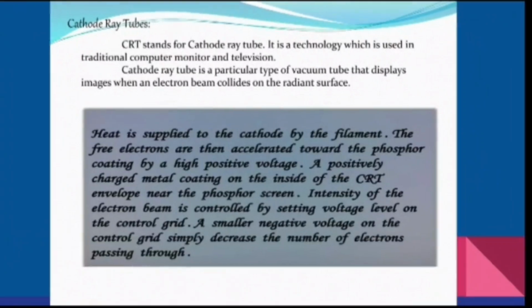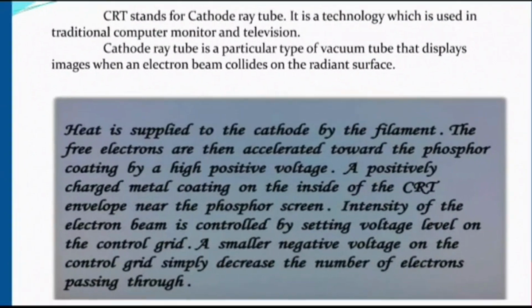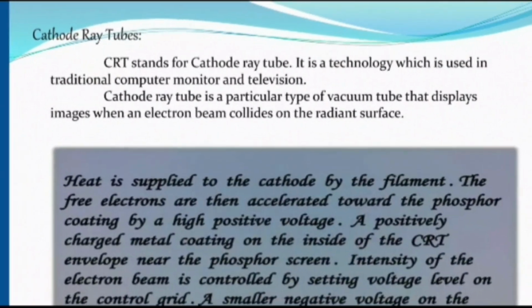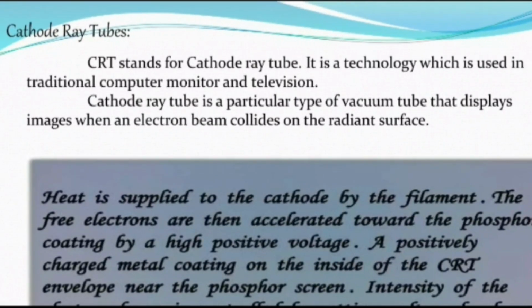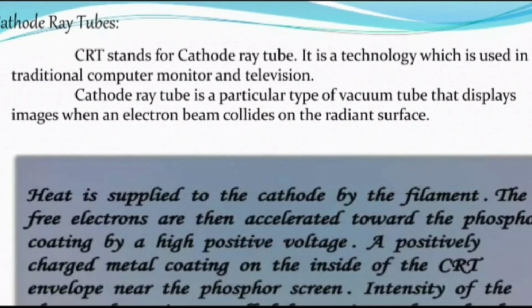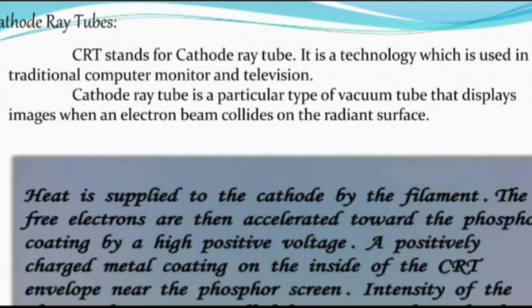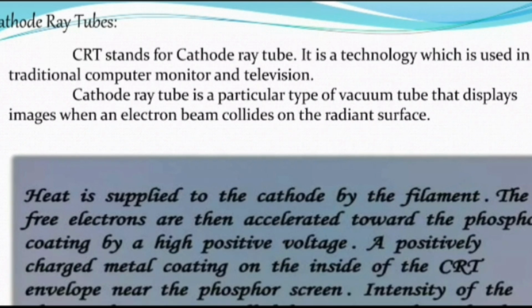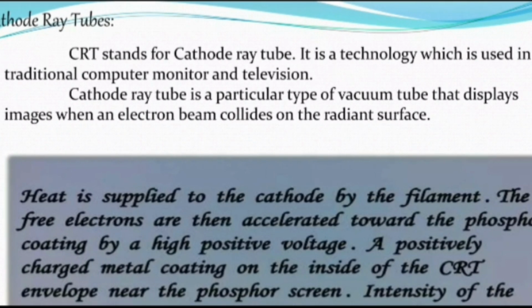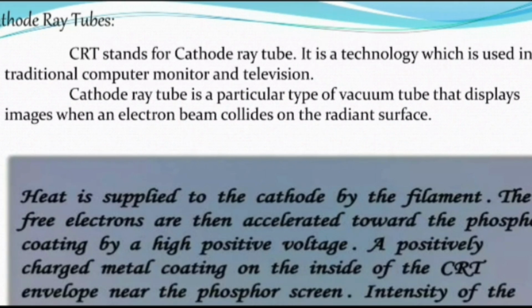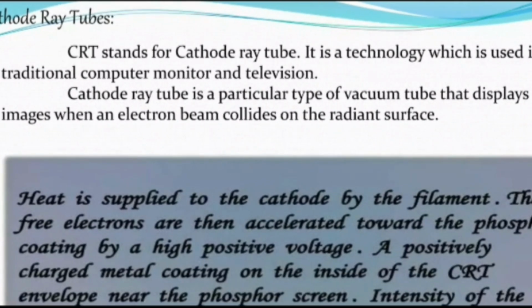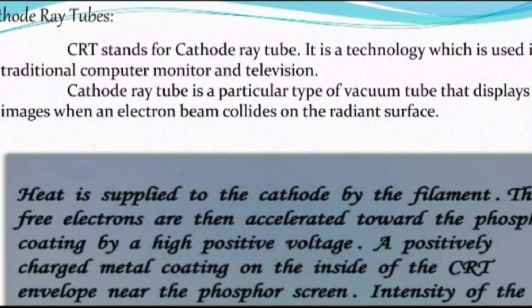The definition of this cathode ray tube is: CRT stands for cathode ray tube. It's a technology which is used in traditional computer monitors and television. Cathode ray tube is a particular type of vacuum tube that displays images when an electron beam collides on the radiant surface. This is the basic functioning of how the cathode ray tube generates the image on the screen.